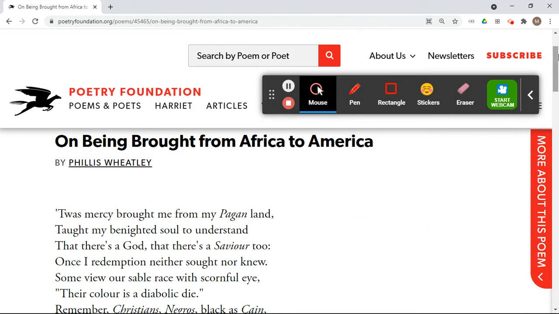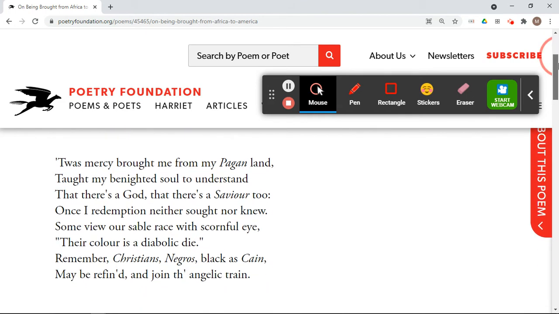And let's take a look at "On Being Brought from Africa to America" by Phillis Wheatley. 'Twas mercy brought me from my pagan land, taught my benighted soul to understand that there's a God, that there's a Savior too. Once I redemption neither sought nor knew. Some view our sable race with scornful eye. Their color is a diabolic dye. Remember, Christians, Negroes, black as Cain, may be refined and join the angelic train.